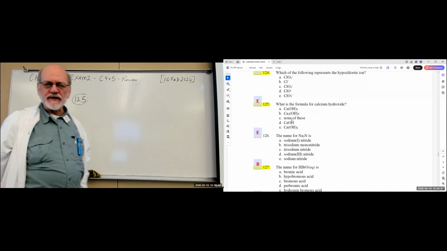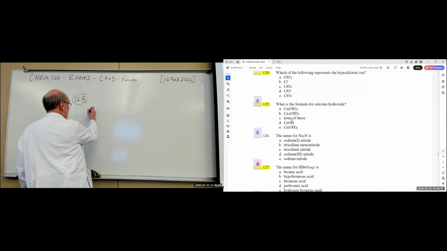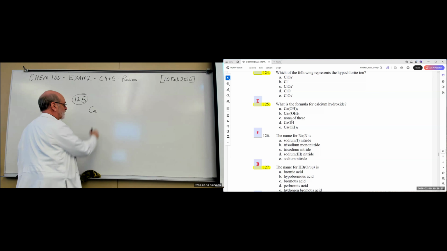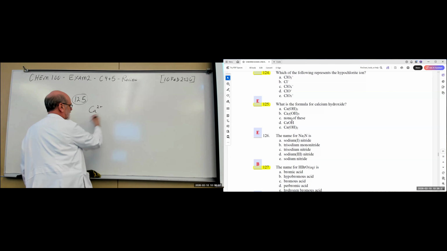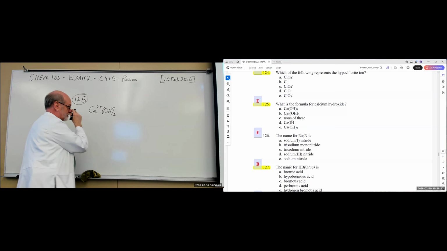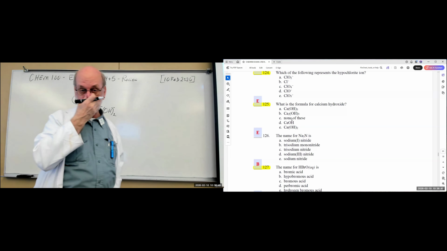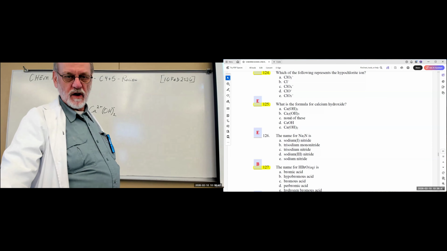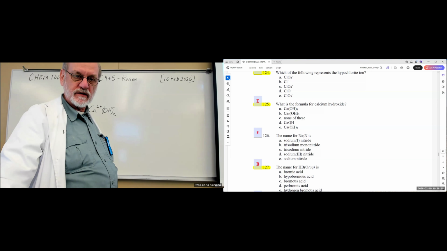What is the formula for calcium hydroxide? Calcium is an alkaline earth. It always has a 2 plus. And hydroxide is a polyatomic with always -1. So we need 2 of them to balance the charges. Ca(OH) taken twice.